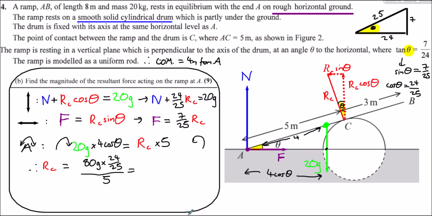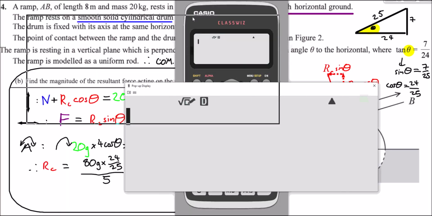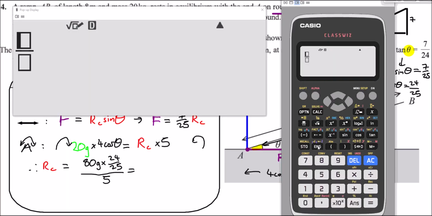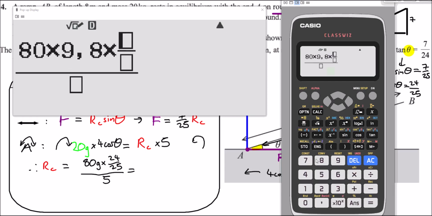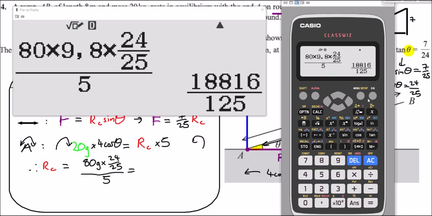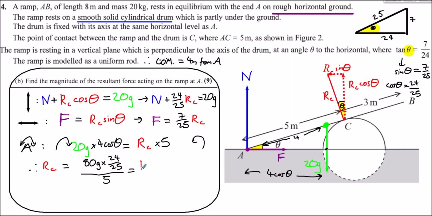So let's see what that gives us. If we use a calculator and type this in carefully, 80g means 80 multiplied by 9.8, and then I'm going to multiply that by 24/25, and divide this whole thing by 5. That gives this awkward number here, which is 150.528. So the reaction at C is 150.528.